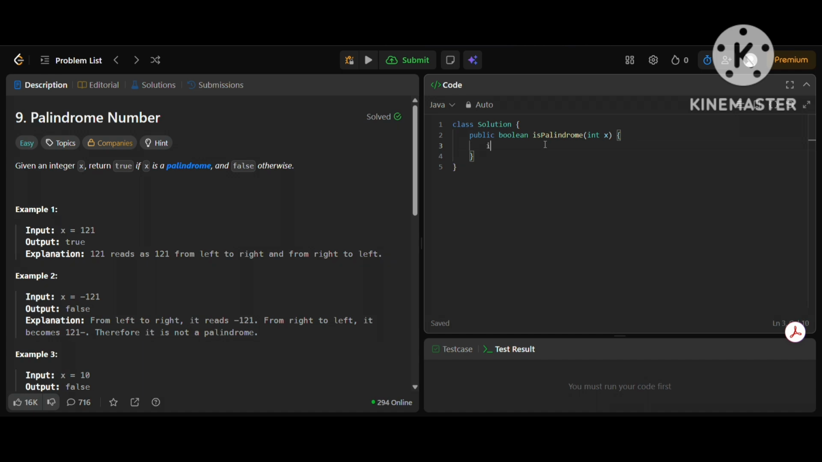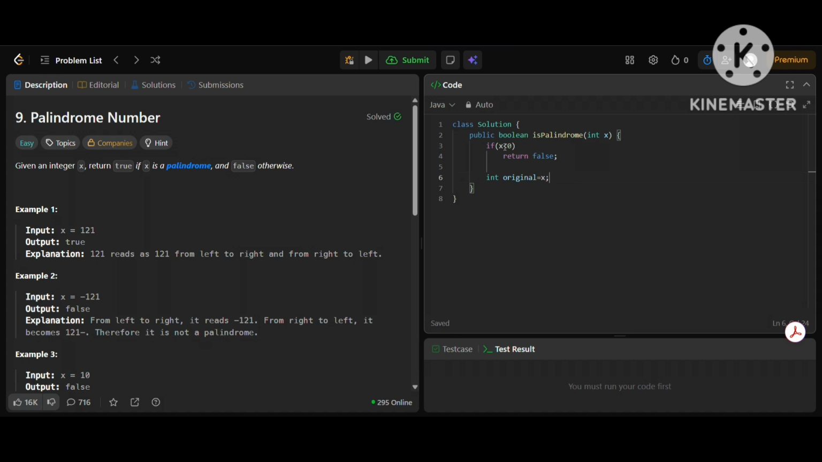So the brute force approach will be, and they have given it as a non-negative integer. So if there is a negative sign, it will not become a palindrome because that minus sign will be on the right side after reversing that integer. So if x is less than 0, then we have to return false always.